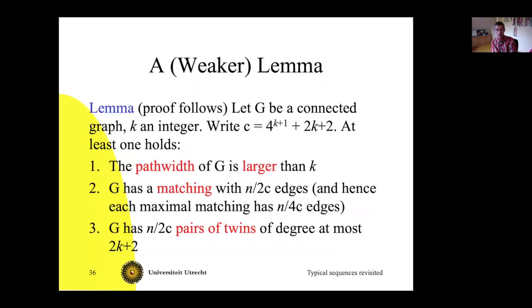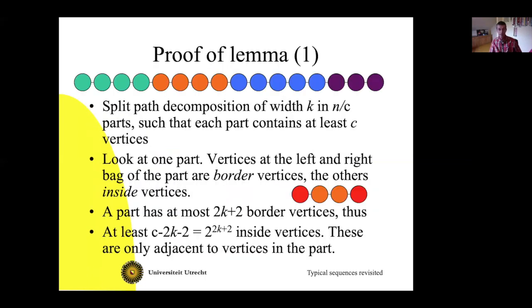Will work, but I'll give you a short proof of this lemma. So what I'm going to do is I have a path decomposition, and I assume that the path width is at most k. So I take a path decomposition of width at most k, and I split it in n divided by c parts, and every part should contain at least c vertices, and I can do that.